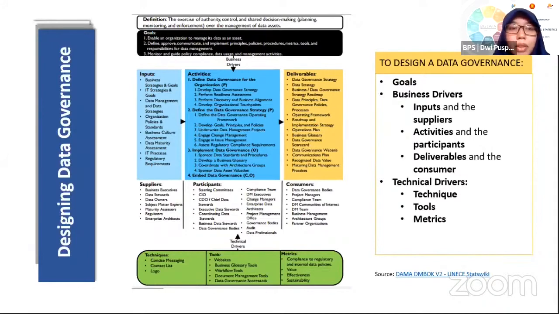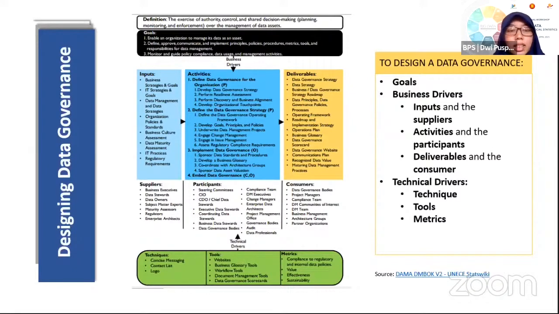So to help our organizations to manage the data as an asset, we need several inputs. You can define inputs as something that you need as basic information that will help you to plan out the next activities. So for this example, if you want to create your own data governance, the inputs that you need are business strategies and goals, and then IT strategies and goals, and then data management and data strategies, organizational policies and standards, and also business culture assessment, data maturity assessment, IT practices, and regulatory requirements.